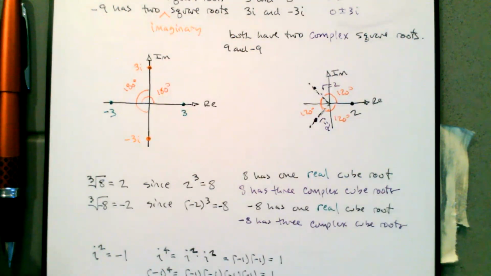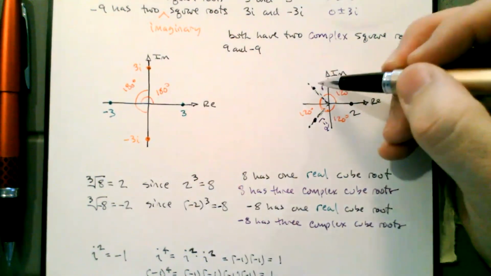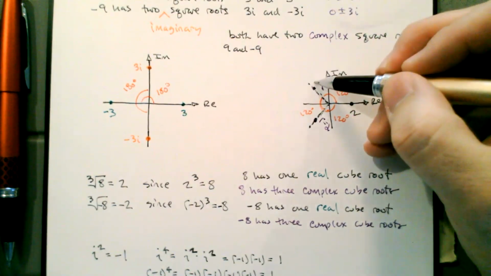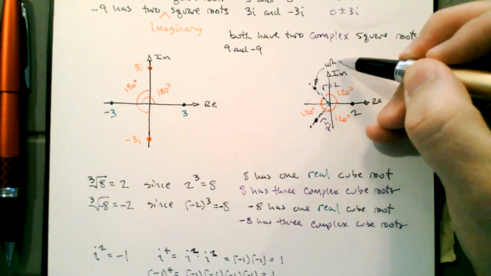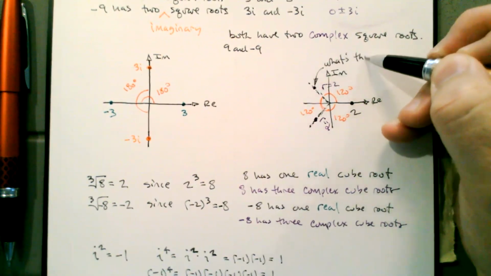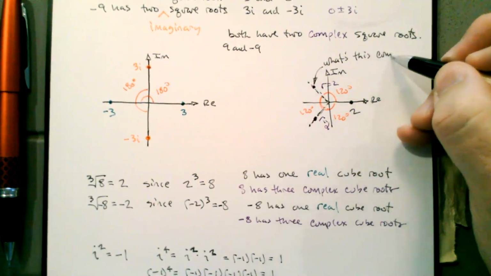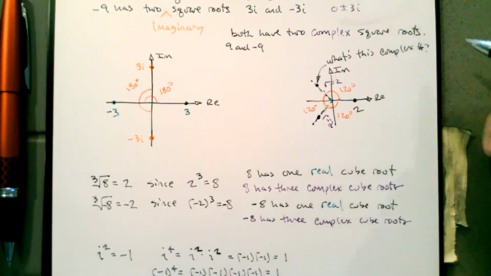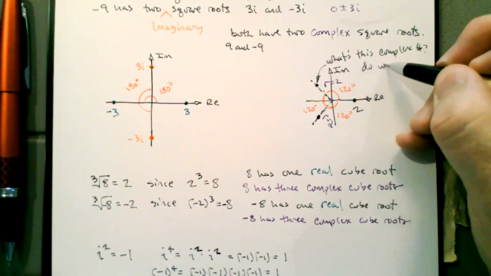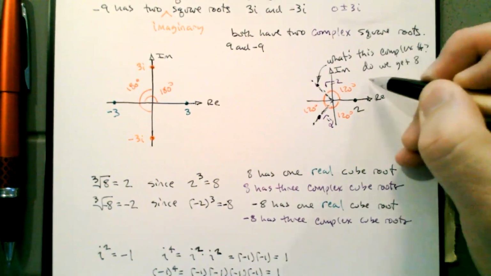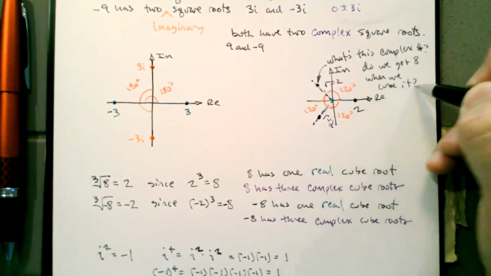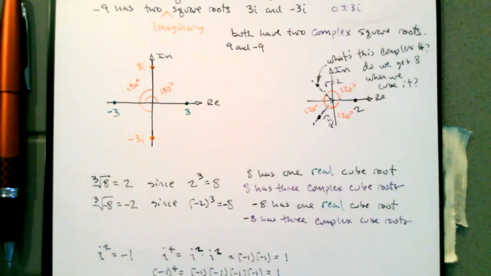So what our task now is, what are these numbers? And if I cube it, do I end up with 8? What's that complex number? And do we get 8 when we cube it?